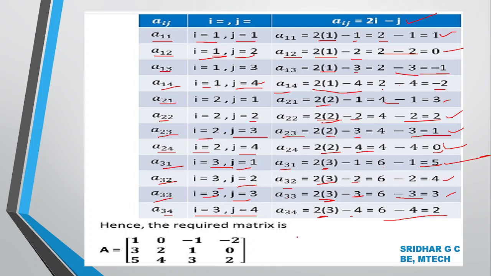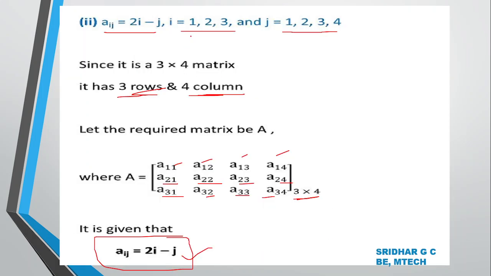So we solved for 3 cross 4 according to the given elements of the matrix, with i equals 1, 2, 3 and j equals 1, 2, 3, 4. See, if they ask for the order of the matrix, solve in the same way. If they give the elements, solve in the same way. Don't get confused. The only thing is they will be changing the equation of Aij. Got it? Next.